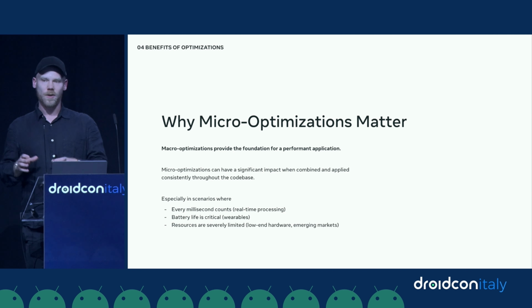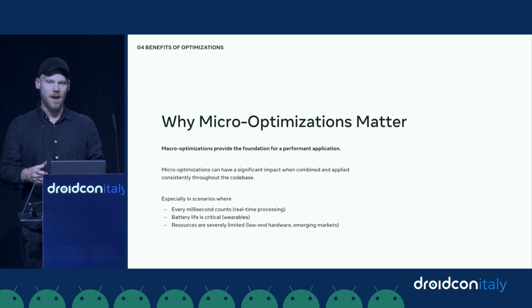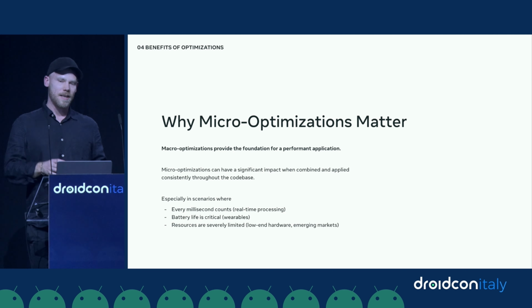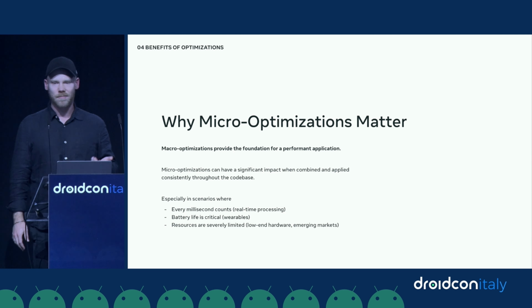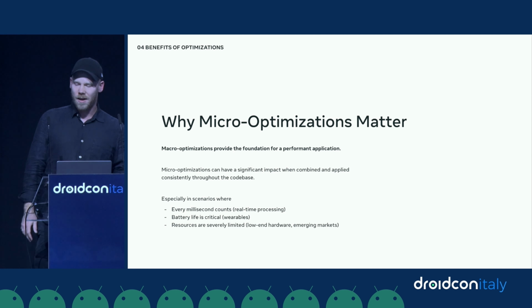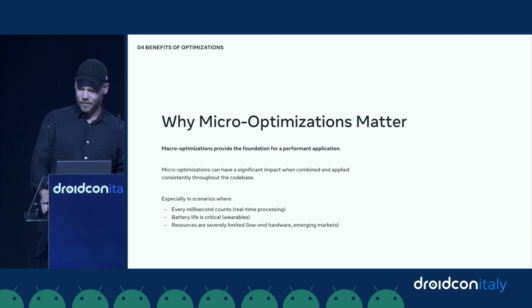For example, if your application is targeted towards emerging markets, chances are high that the average device your target audience will use doesn't have 20 CPU cores available, right? Or 32 gigabytes of RAM. Most likely it will be more constrained.